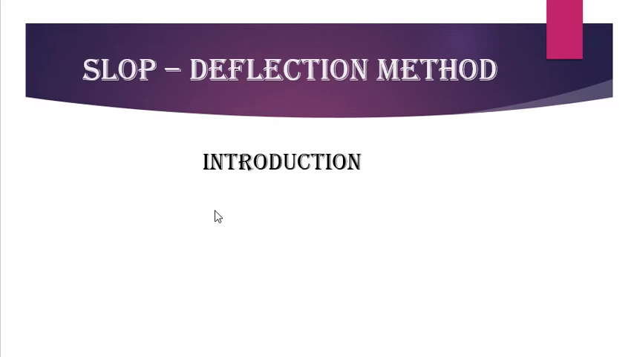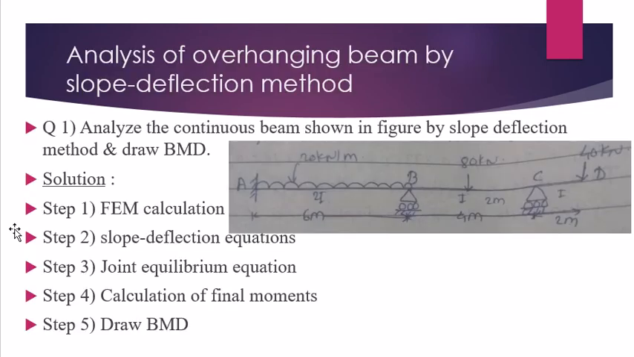With the help of this slope deflection method, we can analyze continuous beams and frames without sway and with sway. So in this topic today we analyze the overhanging beam by the slope deflection method. This is the first numerical which we analyze today. Analyze the continuous beam shown in figure by slope deflection method and draw the bending moment diagram. This is the given loading diagram, which is a continuous, overhanging beam.